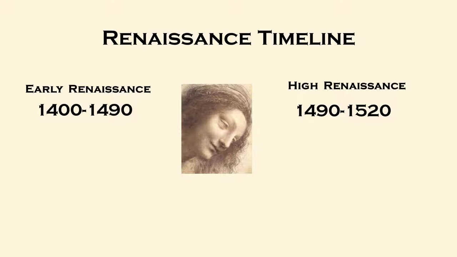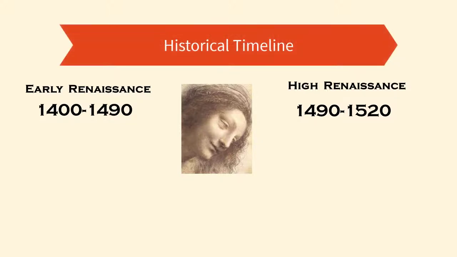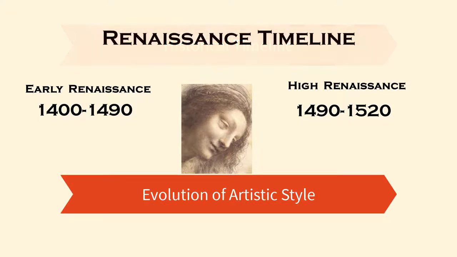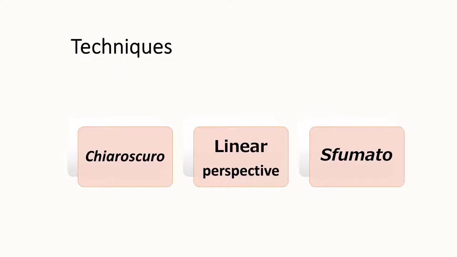We look at two points to tell us when the Italian Renaissance is beginning. One is events on a historical timeline, and the other is points of evolution of an artistic style. So we can look at history in terms of the emergence of new techniques and technology. The purpose of this video is to show you how to identify three of the techniques that were used in the Italian Renaissance: chiaroscuro, linear perspective, and sfumato.